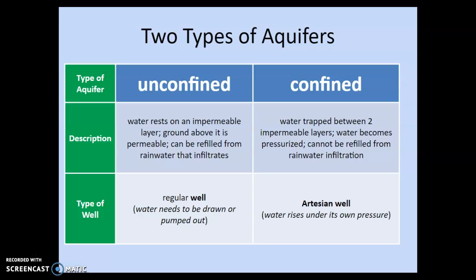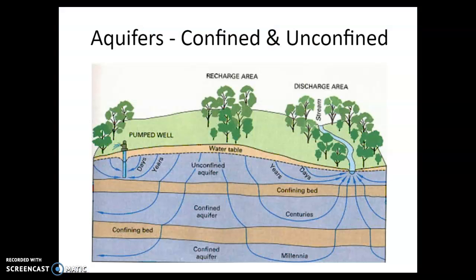Now, on the other hand, with a confined aquifer, this is when water is trapped between two impermeable layers. So the water will eventually become pressurized, and it cannot be refilled from rainwater because the rainwater is not able to get down into the ground. So let me see if I can explain this a little bit better using this diagram. So here is an example of a confined and an unconfined aquifer.